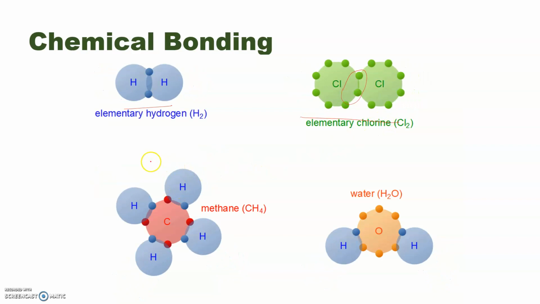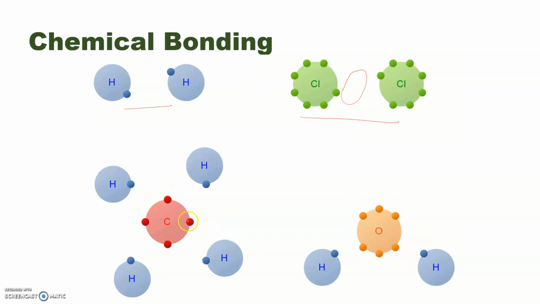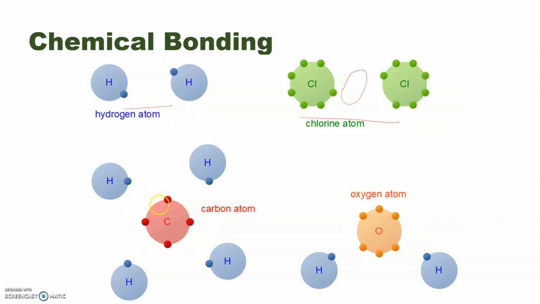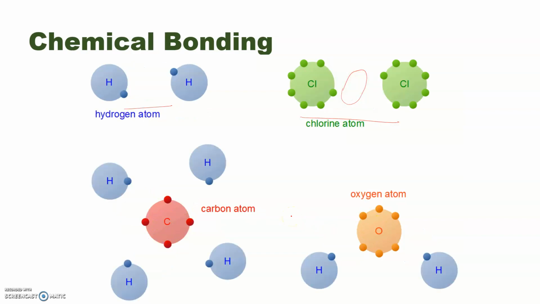And then if you go down here, here's another example. We've got carbon. It has 1, 2, 3, 4. It shares 1 electron each with 4 different hydrogen atoms. So now if you count, it thinks it has 8. So there you go, 8. Same thing with water. That's how a covalent bond works.